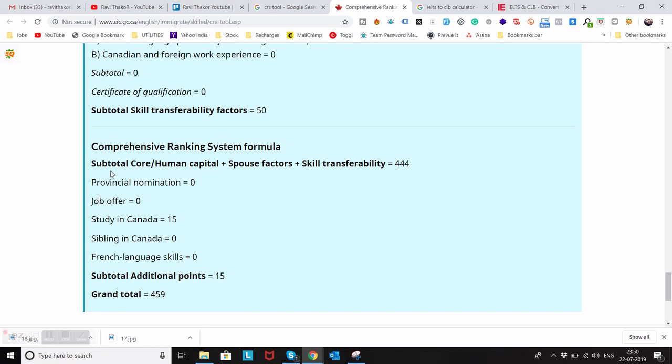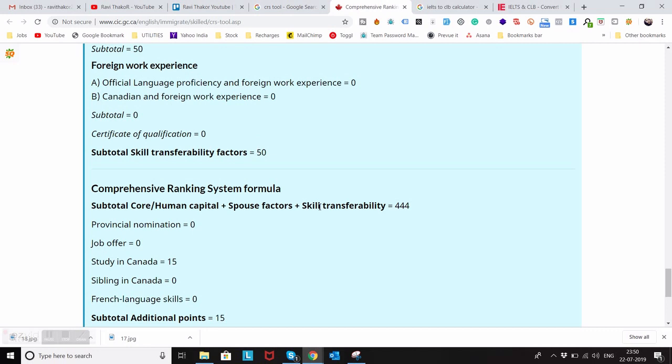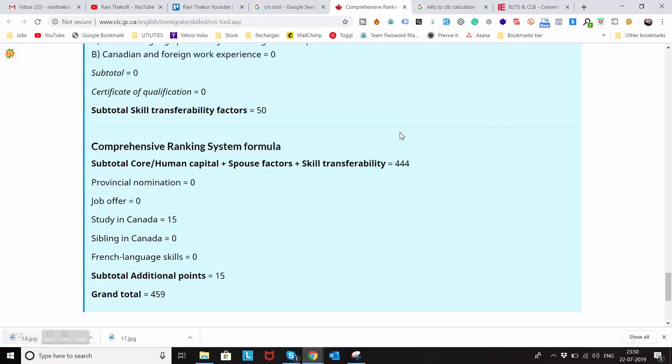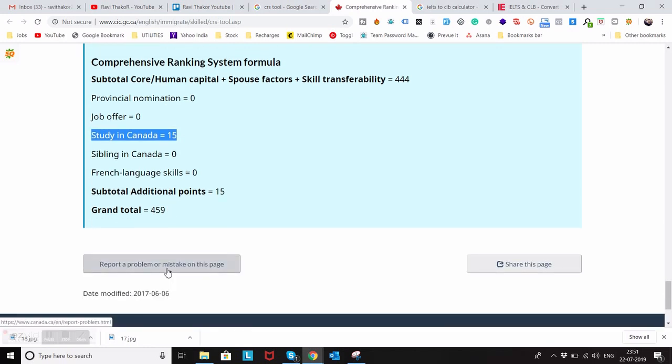The last section is the comprehensive ranking system formula. For this, they add all the scores, that is the subtotal: whole human capital, spouse factors and skill transferability factors. So 50 plus 394, that is 444. And some last points are provincial nomination. I didn't have any provincial nomination, so 0 points. I didn't have any LMIA supported job offer, so 0 points. I had a Canadian education degree, so for that I got 15 points here again. And no sibling in Canada, 0 points. No French language skills, so 0 points. So again the grand total is 459 points.